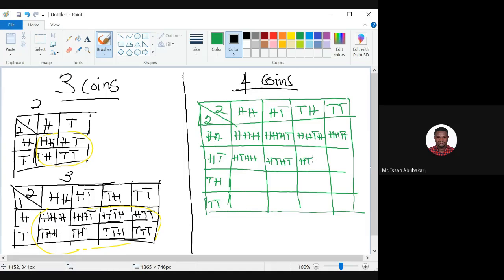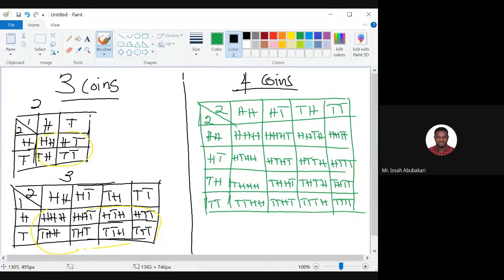Head, tail, tail, head. Head, tail, tail, tail. Tail, head, head, head. Tail, head, head, tail. Tail, head, tail, head. Tail, head, tail, tail. Tail, tail, head, head. Tail, tail, head, tail. Tail, tail, tail, head, and tail, tail, tail, tail.